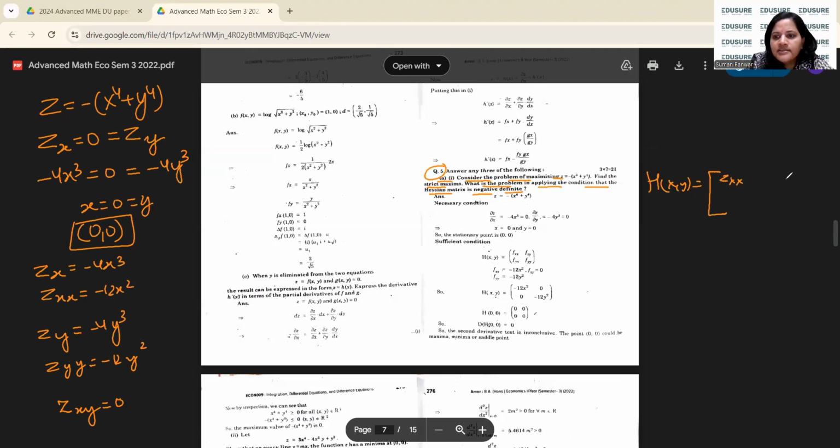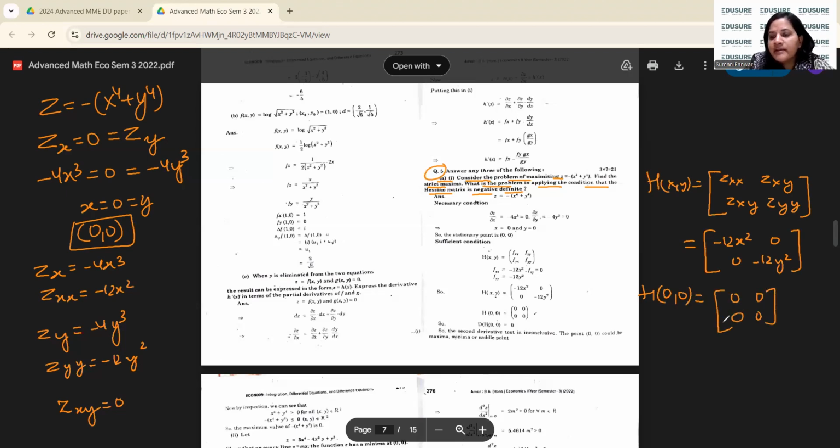Zxx, Zxy, Zxy, Zyy. So this will become minus 12x square, 0, 0, minus 12y square. If you look at the Hessian matrix at the critical point (0, 0), this will be 0, 0, 0, 0. So when the determinant of the Hessian matrix is 0, the positive or the negative definiteness of the matrix cannot be talked about. Therefore, we cannot judge the maxima of this problem by looking at the Hessian matrix determinant.